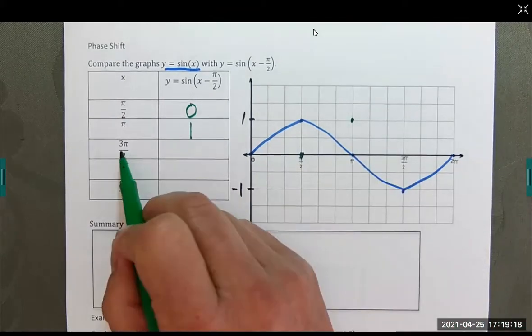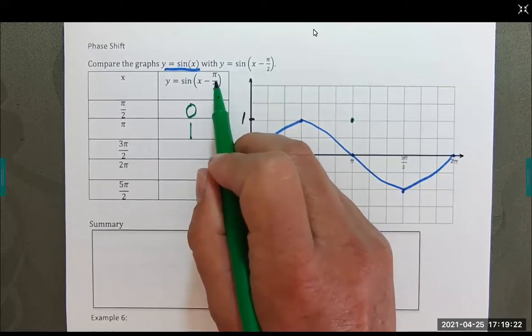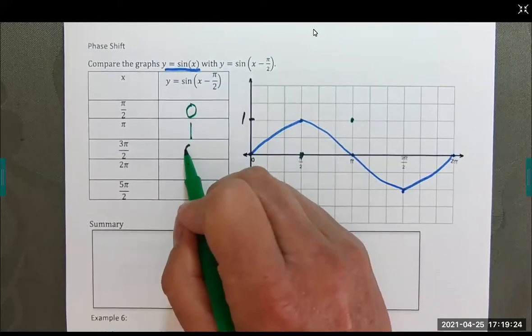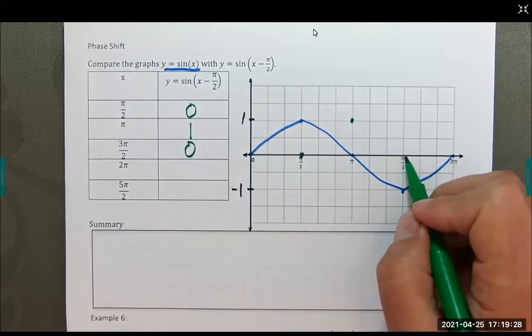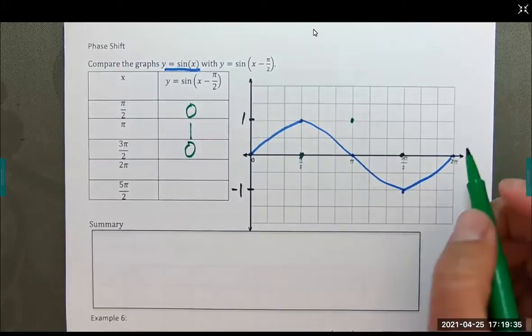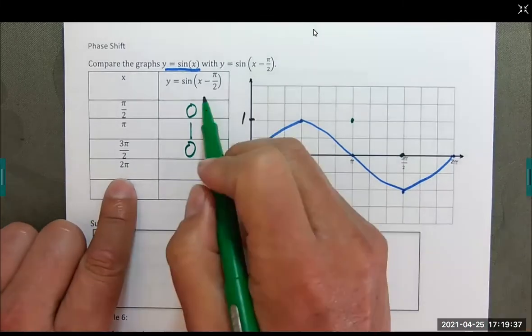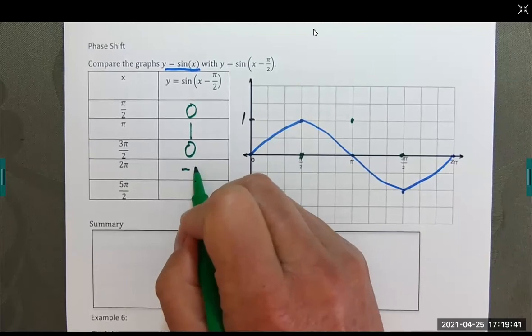3 pi over 2 minus pi over 2 is going to be 2 pi over 2, or just pi, and sine of pi is 0. That means I'm back down here. Then at 2 pi, it's over here. 2 pi minus pi over 2 is 3 pi over 2. We know that sine of 3 pi over 2 is -1.